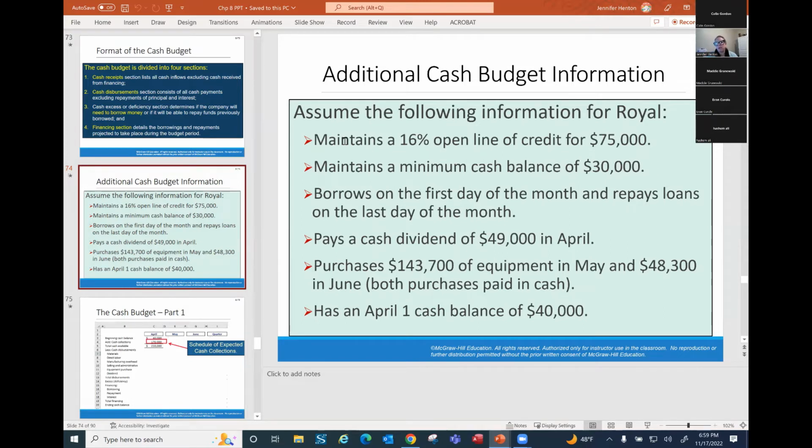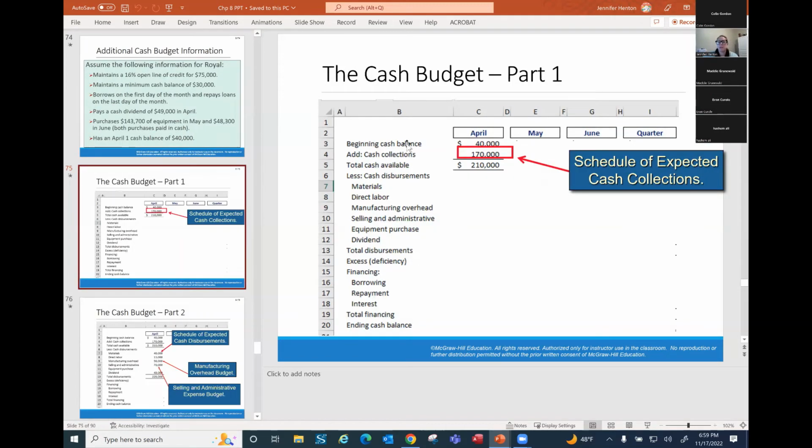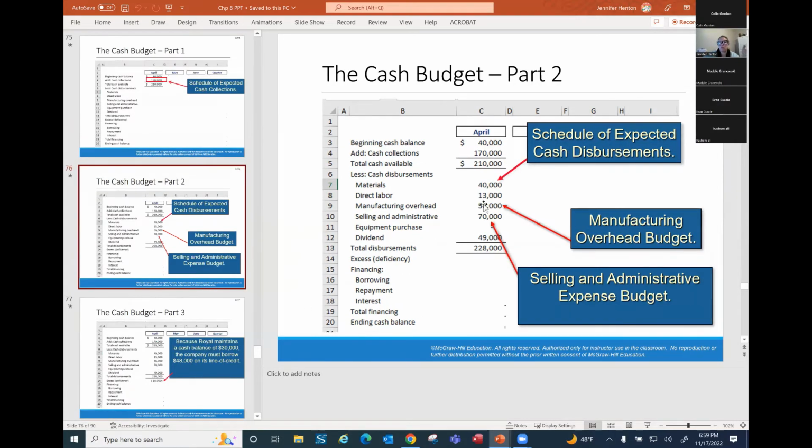And on April 1, the cash balance is $40,000. So we're going to start with that $40,000 because we know that's my beginning balance. So we want to add the collections. Now you have to go through all of those budgets that we just did and find the total monies that were being collected, and the total monies that were being spent out on each section. So if we went back to that earlier slide, it would show the $170,000 was my collections for April. So my total cash is $210,000. And now I'm going to walk through all of the expenditures. This is what's going to be spent during the month of April.